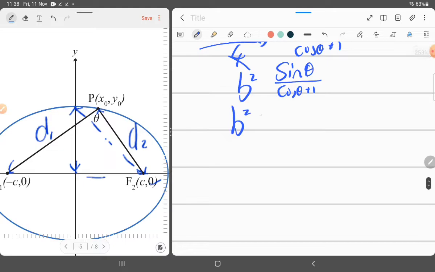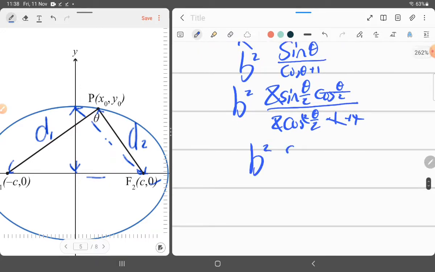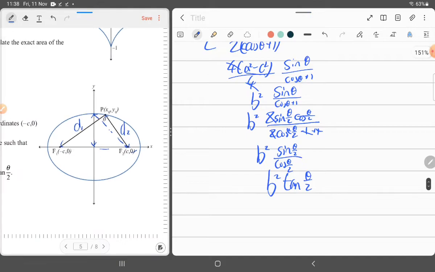Then this is commonly known, I mean, it's not too common, but using your formula sheet, you can just write 2 cosine squared theta over 2 minus 1 plus 1, which cancels, giving b squared sine theta over 2 over cosine theta over 2, which is equal to b squared tan theta over 2, which is the answer.